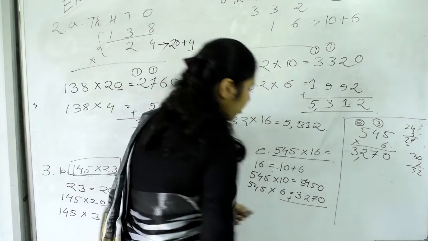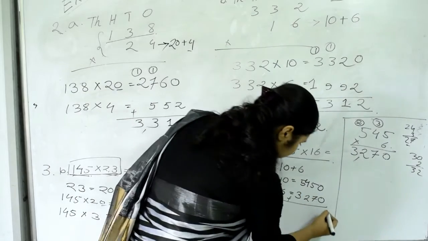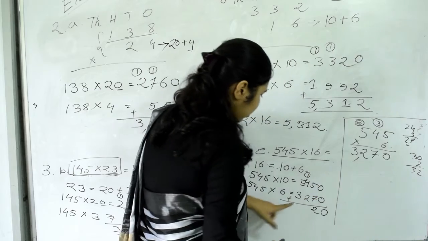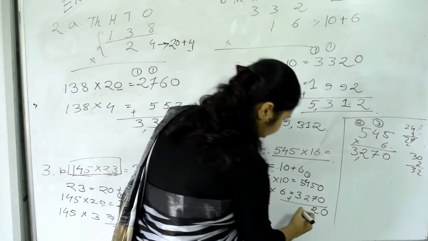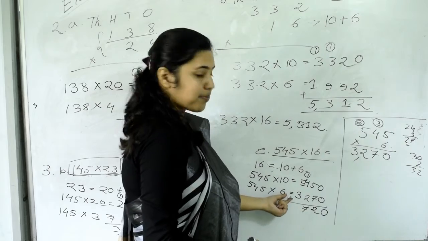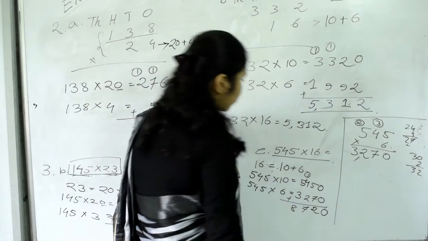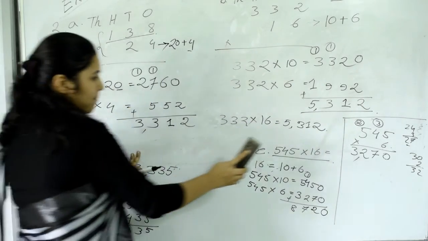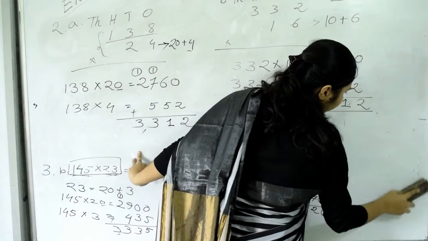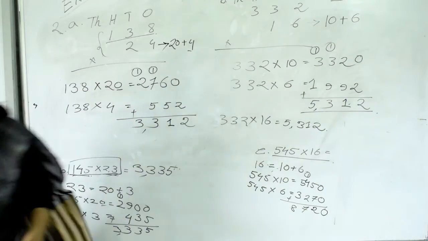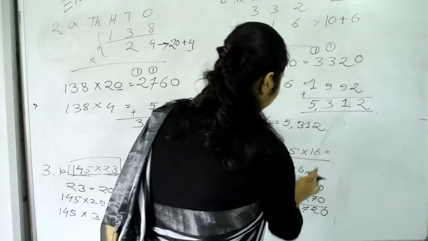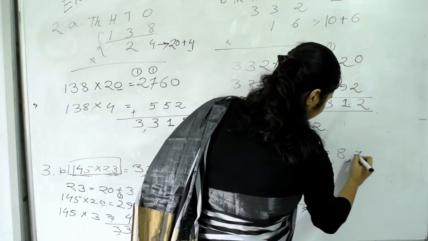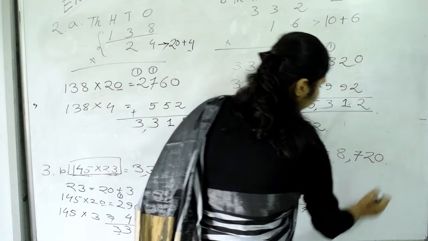Last step, again add these two products. So 0, 5 plus 7, 12, carry 1, 4 plus 2, 6, 6 plus 1, 7, and then 5 plus 3, 8. So our answer, or you can call it the product of these two numbers, is 8720.